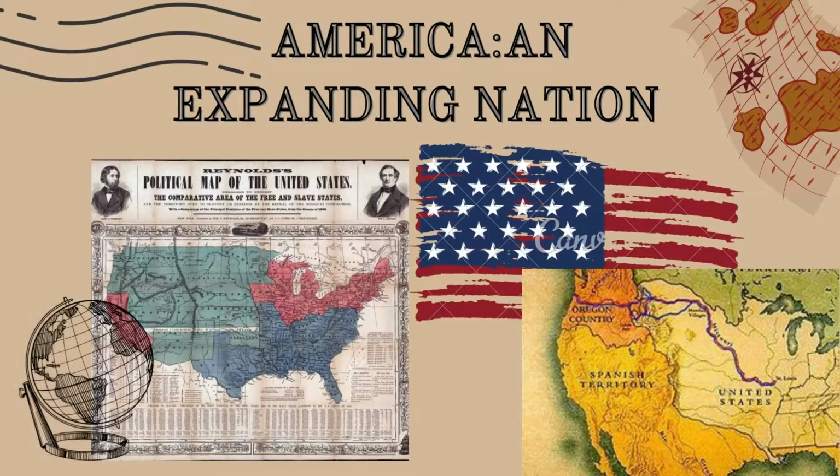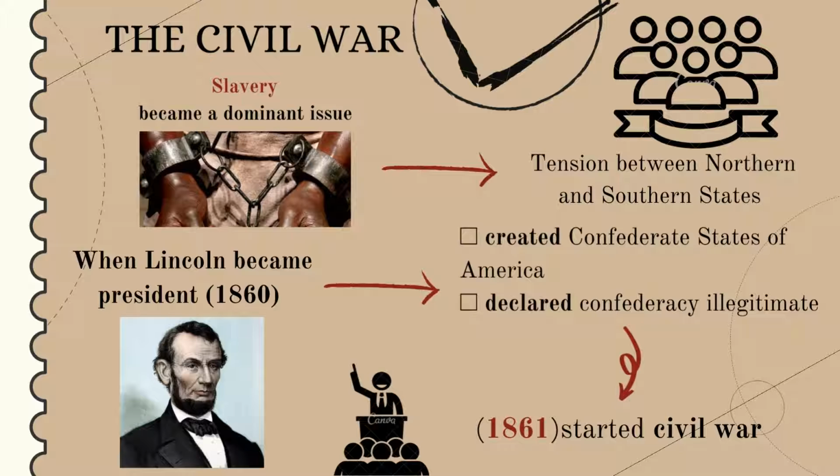The Civil War, 1861-1865. Slavery became a dominant issue. Abraham Lincoln was elected president in 1860. Delegates of the southern states, South Carolina, Mississippi, Florida, Alabama, Georgia, Louisiana, and Texas, leaving the Union, created an independent government of the Confederate States of America with Jefferson Davis as the president.